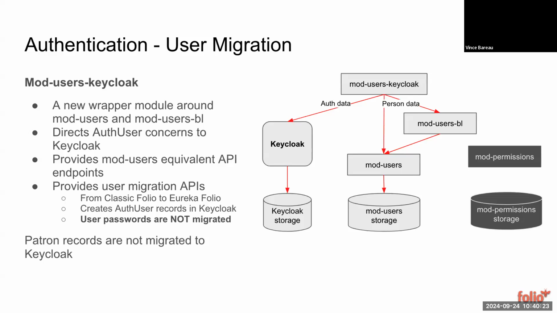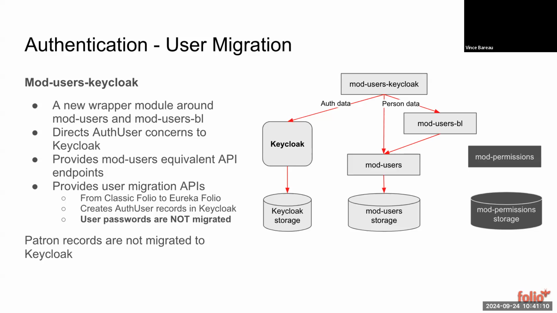So let's get into some details on this a little bit. The way we do this is we have a new module called Mod Users Keycloak. And its responsibility is to basically act as a facade to the existing user workflows. So when the UI calls into Folio for the backend, it'll either call the mod users BL, which is the business logic, which has some convenience functions, or directly to mod users. So mod users Keycloak provides compatible API interfaces and intercepts that call, and it redirects the appropriate information to either of those modules or to Keycloak if it's auth data. So it recognizes this is auth data, it's going to Keycloak, or this is regular personal data, it's going to the usual place, which is mod users.